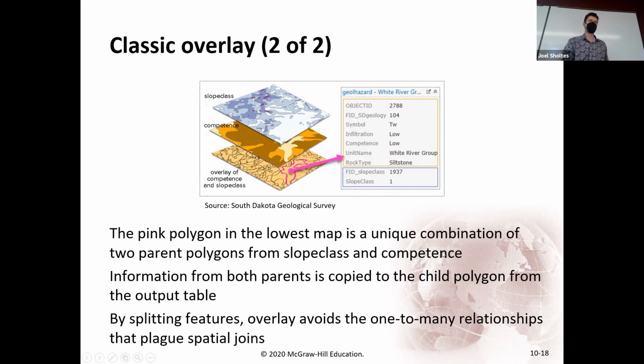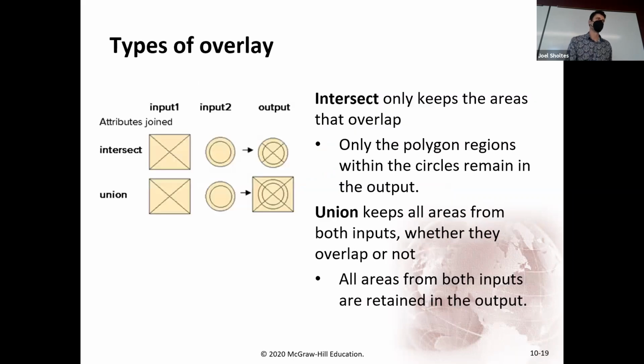And they're calling them parents and child, right? So here are the two parents, and then they made a child. It's beautiful. By splitting the features now, you avoid that one-to-many relationship that Edgar was talking about, that plagues spatial joins. So here's just some cartoons that show that.